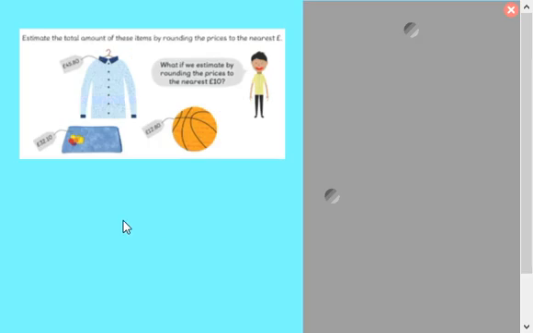The last question in our guided practice session this morning, I just want us to have a little look at, is estimate the total cost of these items by rounding the prices to the nearest pound. So I want you to press pause while you're thinking about this, and then press play when you're ready for us to go through the answer. So press pause now.